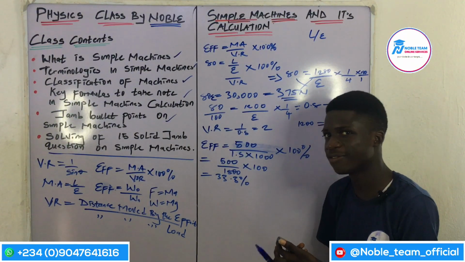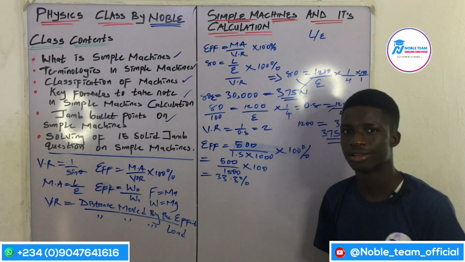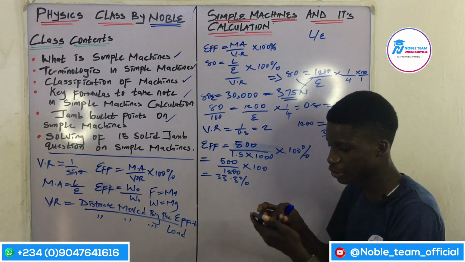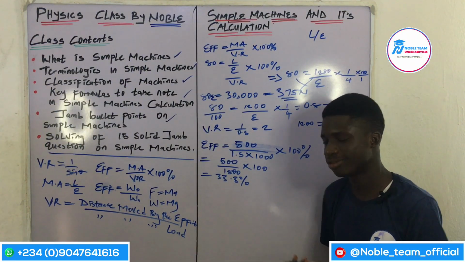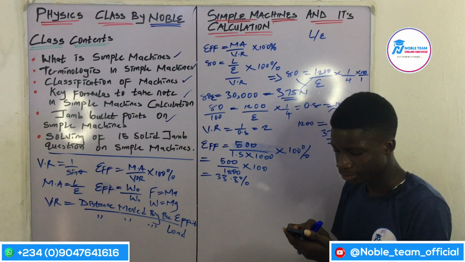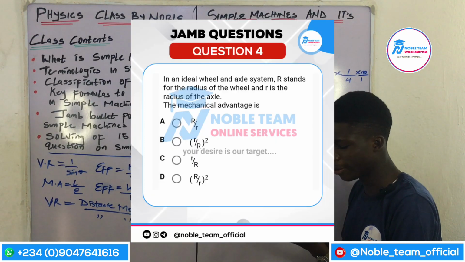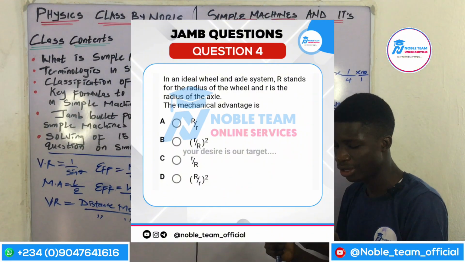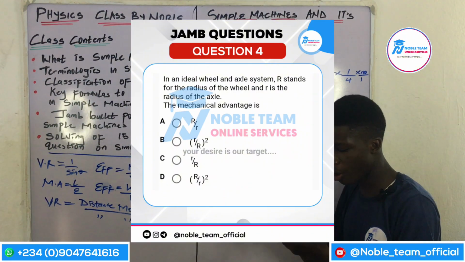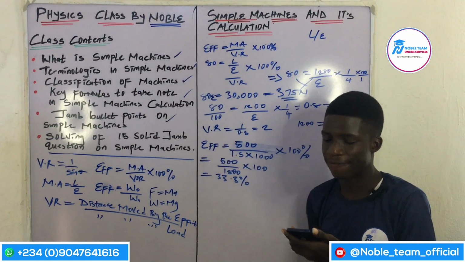This question 4 is very, very simple. If you fail it, it simply means that you are not with us. Let me read it now. Question 4. In an ideal wheel and axle system, big R stands for the radius of the wheel and small r is the radius of the axle. Now, what is the mechanical advantage of it?